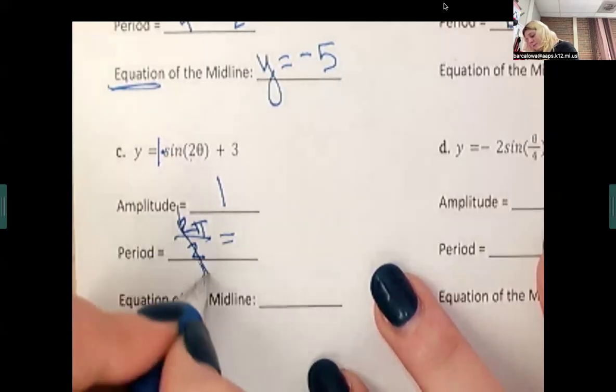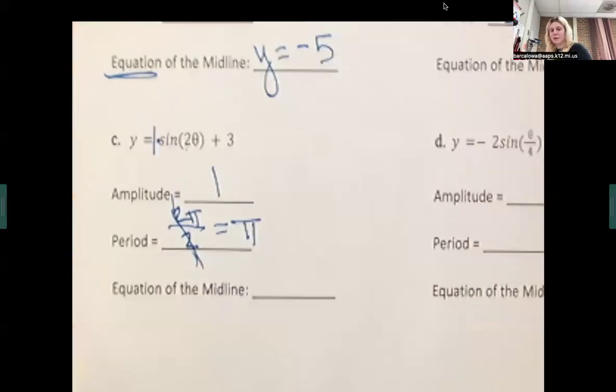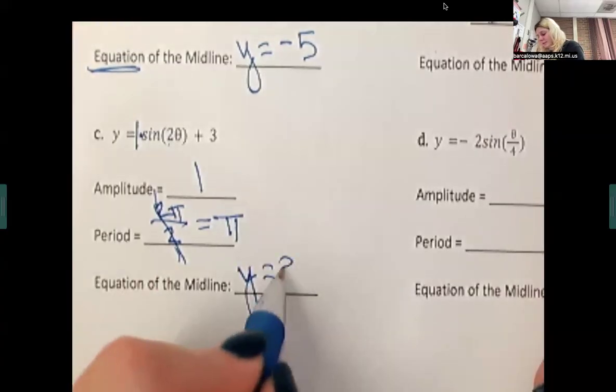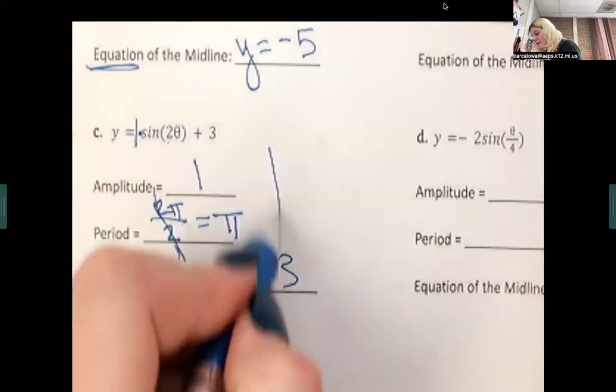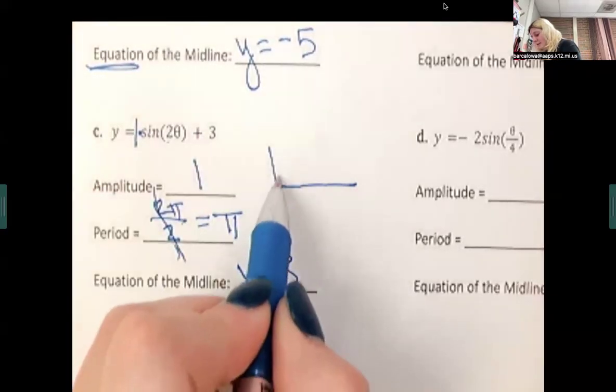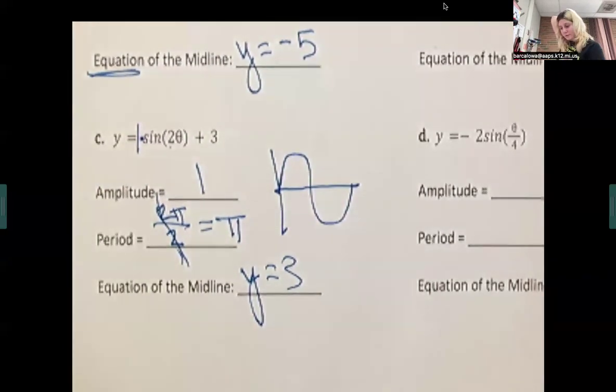2 divided by 2 is 1. So I'm just left with 1 pi. Equation of the midline, y equals 3. All right, this is a positive sine curve. So it should look like this. Start at the midline, up, down, end at the midline. There's my positive sine curve.